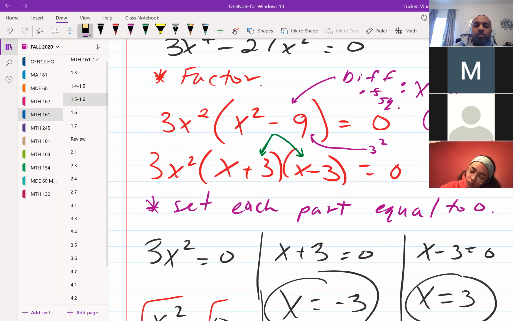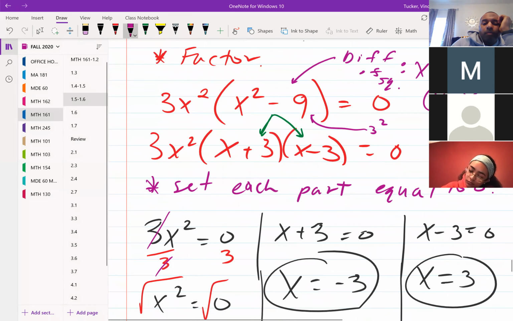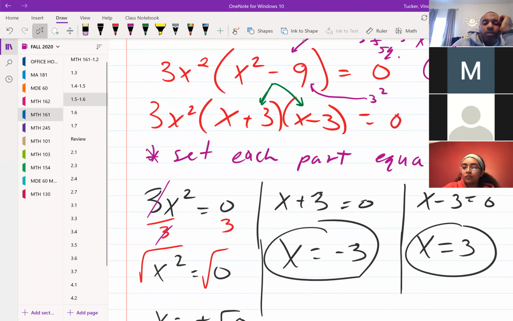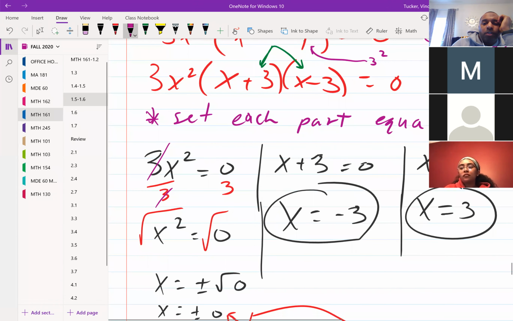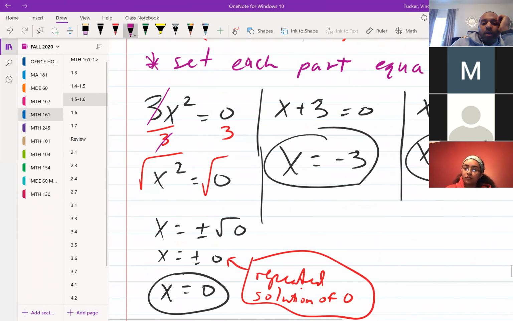All right. So from there, you set each part equal to 0. 3x squared equal to 0, x plus 3 equal to 0, x minus 3 equal to 0. For the 3x squared equal to 0, we divide by 3. That'll give me x squared equal to 0. Then if I were to take the square root of both sides, that would be plus or minus the square root of 0.